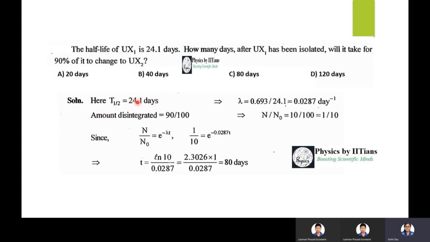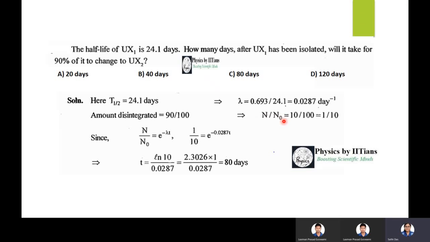So T half equals 24.1. From here you can find lambda, which is 0.693 by T half, and you get 0.0287 per day. Now the amount disintegrated is 90%, that is 90 by 100. So N by N naught is 10 by 100. Always remember the difference between the amount disintegrated and the ratio between the number present in the parent nuclei and the number in the daughter nuclei.